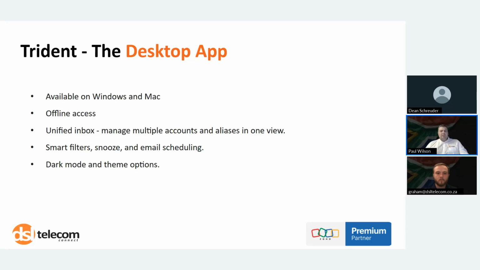It's a unified inbox, so you can manage multiple accounts and multiple aliases. So if you've got multiple users or multiple Zoho accounts that you're using Zoho Mail for, Trident will be able to unify these mails into a single application where you can view all these mails in one place. And then there's also smart filters, snooze, and email scheduling, which are quite nice features. You can schedule your emails, so you don't have to send them immediately. You can send them at a certain time. And then there's obviously the notifications and things that can be snoozed.